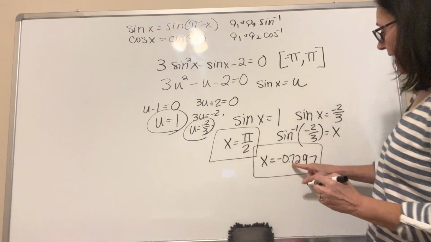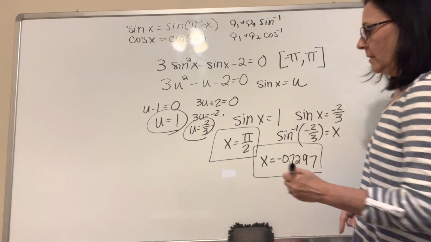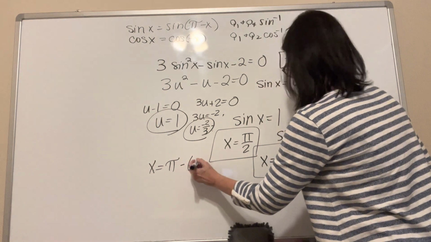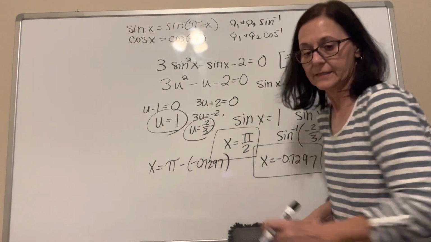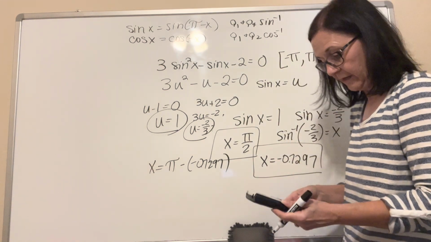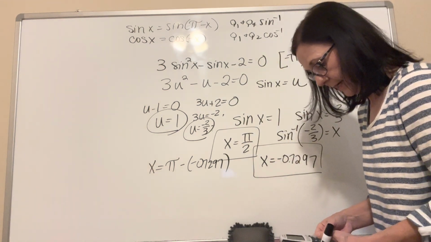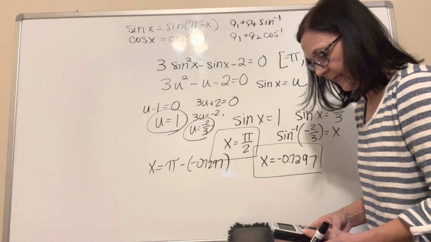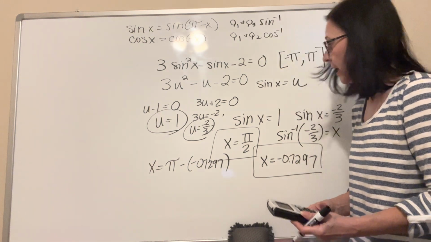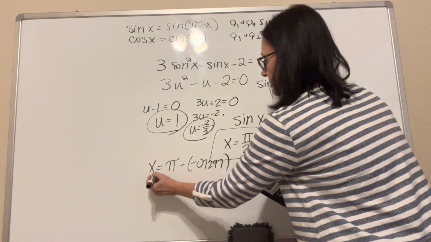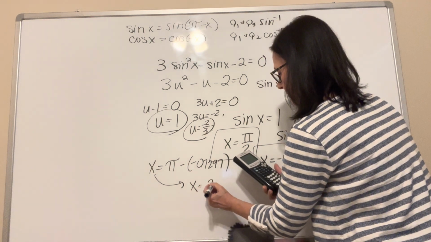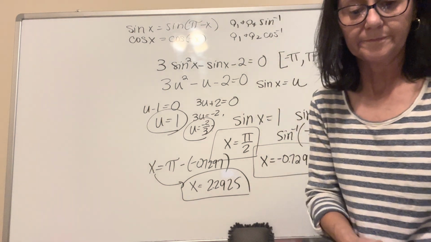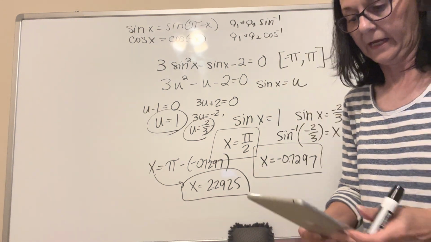There's two solutions because that fits our range. All right, so x can also equal pi minus negative 0.7297, and we have to make sure that that fits in our range. So I'm going to do pi minus that previous answer, and I get 2.29. That's less than pi. So this is x equals 2.2925. Final three answers.